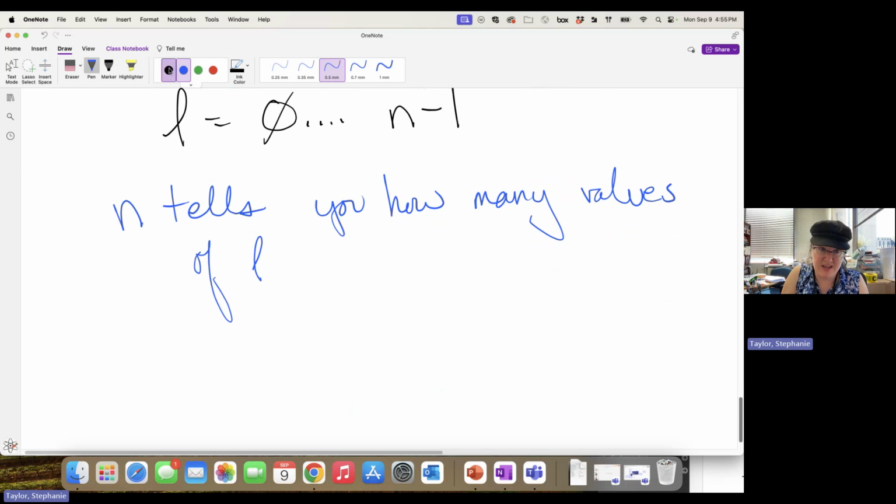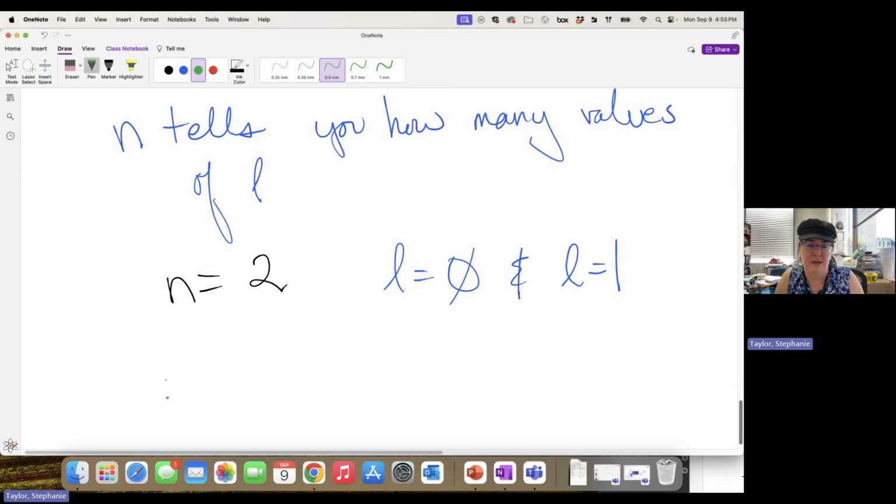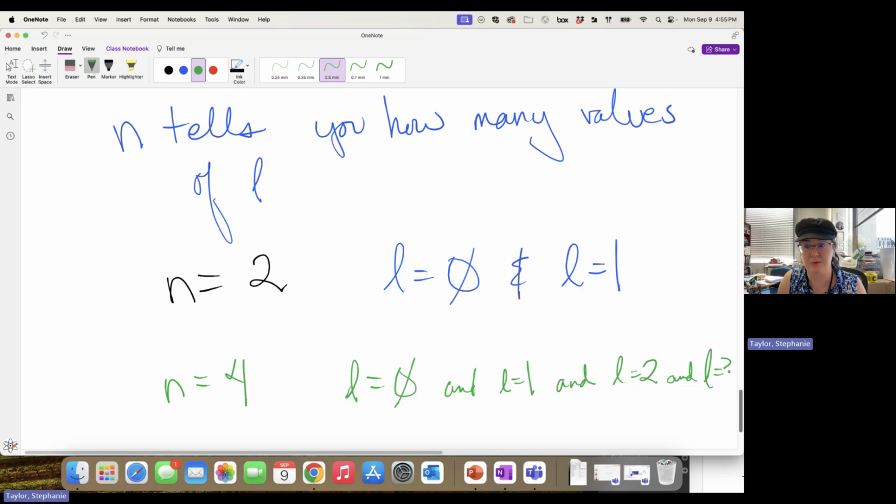So what I mean by that is when N is equal to 2, then I have 2 values of L. I have L equals 0 and I have L equals 1. When N is equal to 4, then I have 4 values of L. I have L equals 0, and L equals 1, and L equals 2, and L equals 3. So no matter what the value of N is, I have that many values of L.